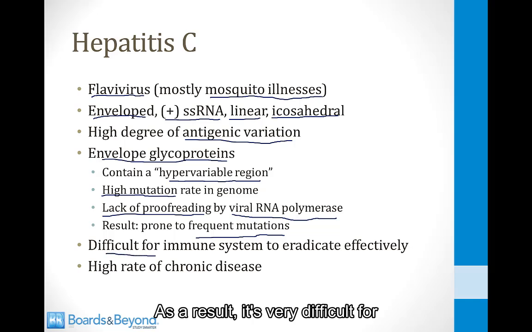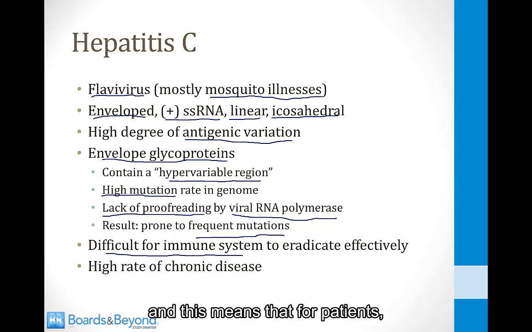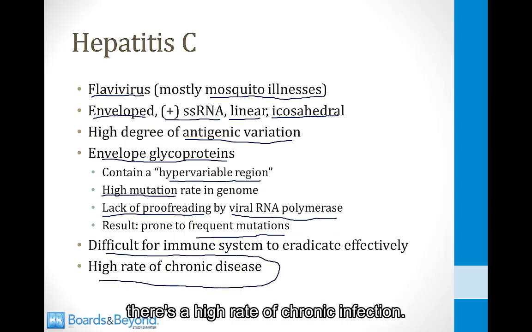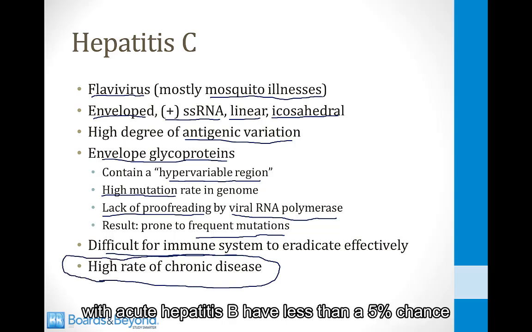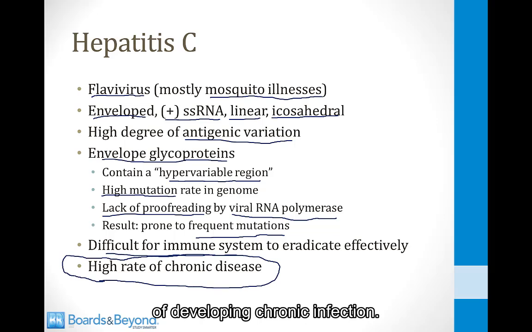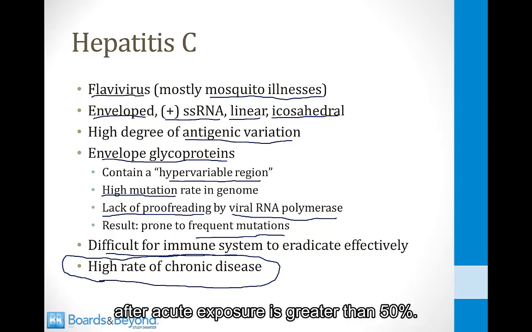As a result, it's very difficult for the immune system to effectively eradicate hepatitis C, and this means that for patients there's a high rate of chronic infection. Remember that I told you that adults with acute hepatitis B have less than a 5% chance of developing chronic infection. For hepatitis C, the chance of developing chronic infection after acute exposure is greater than 50%.